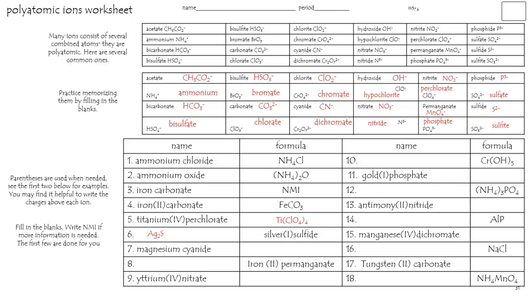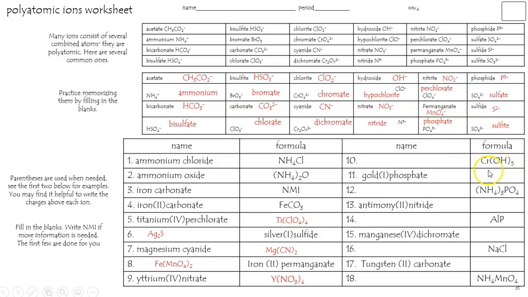Ag2S. Magnesium cyanide, you need 2 cyanides because magnesium's +2 and cyanide's -1, so Mg with parentheses, always wrap your radical, CN twice. Iron 2 permanganate, well in this case we'll need 2 of those MnO4s to offset the +2. Yttrium, what a cool sounding element, 4 nitrate. Yttrium is just Y, but it's, boy, +4. Each nitrate's -1, I guess we need 4 of them. Wrap your radical.